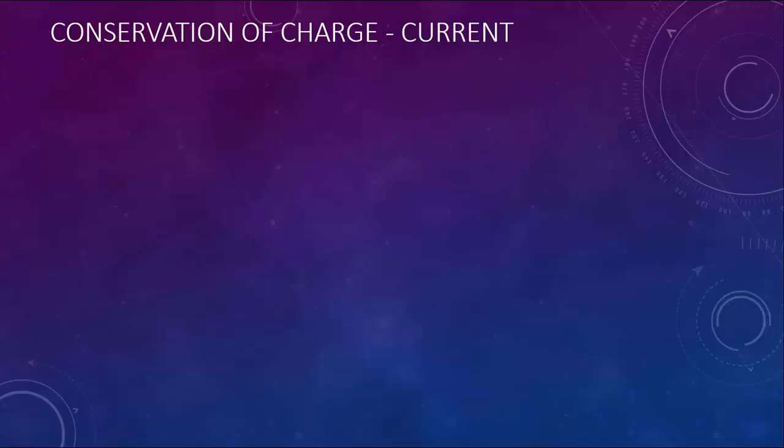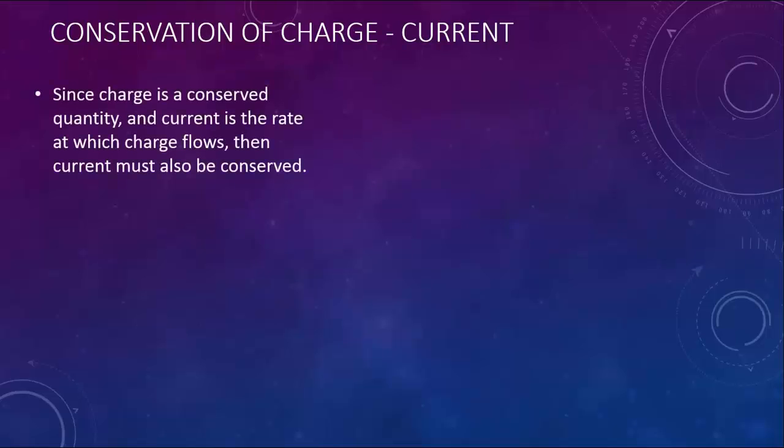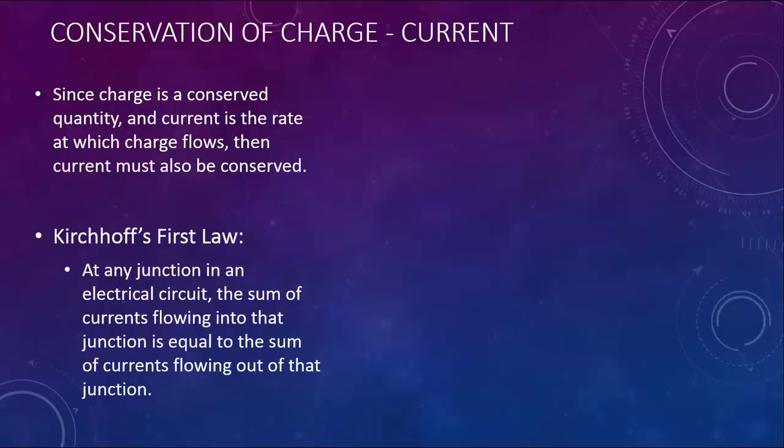Let's revisit conservation of charge and see how this applies to current. Since charge is a conserved quantity, and the current is the rate at which charge flows, then current must also be conserved. This is called Kirchhoff's first law. At any junction in an electrical circuit, the sum of currents flowing into that junction is equal to the sum of currents flowing out of that junction.